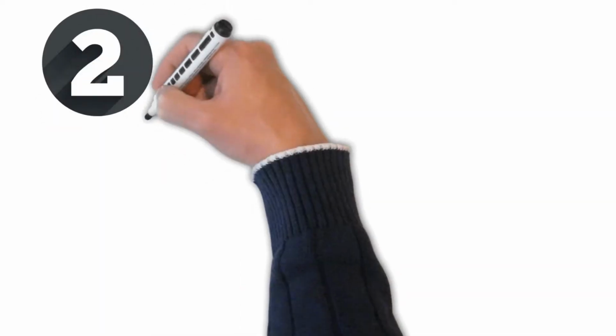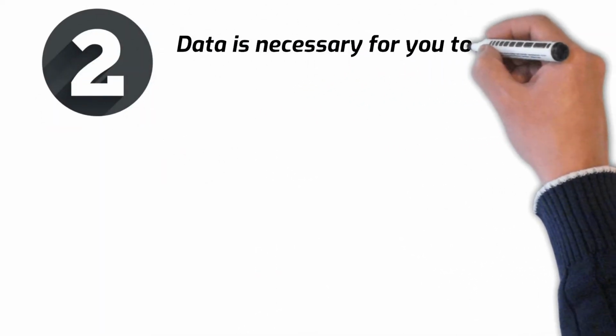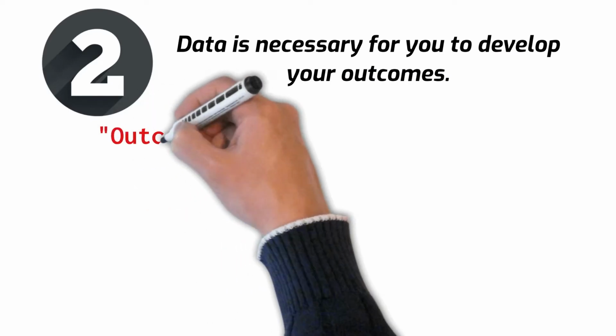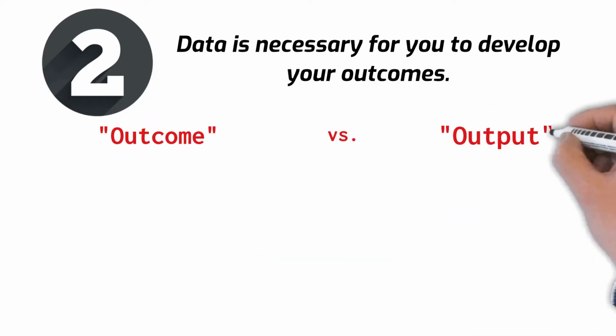Second, data is necessary for you to develop your outcomes. If we don't know what our issue is, we will never be able to solve it or make progress. What's the difference between an outcome and an output? Think about cupcakes. And who doesn't like to think about those? What do cupcakes have to do with outcomes and outputs?